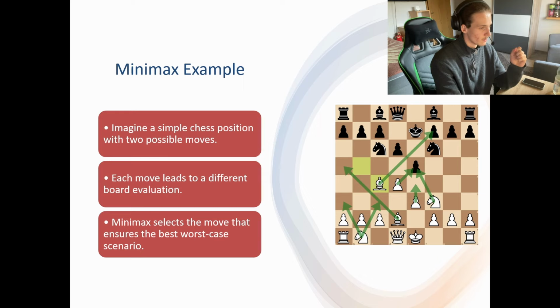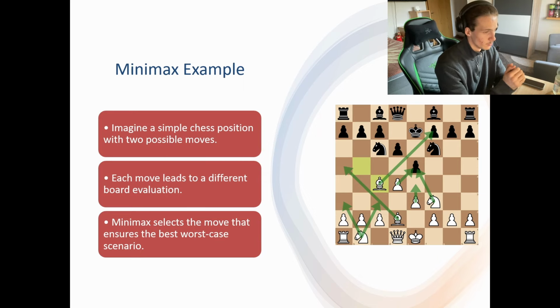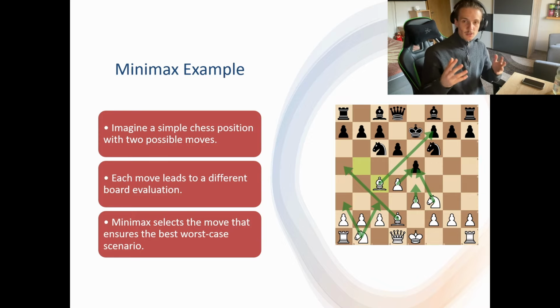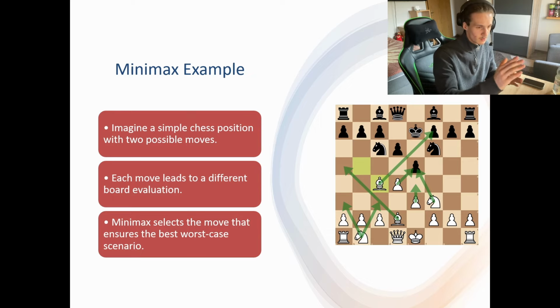So an example is this. Imagine a simple chess position with 2 possible moves. Yeah, I see that I wrote 2 possible moves and then the picture is saying many possible moves. So imagine a chess position with this many moves. So you can take the pawn, you can move up a pawn, you could go with the knight, all this different stuff. And each move leads to a different evaluation of the board, and Minimax selects the best move possible.